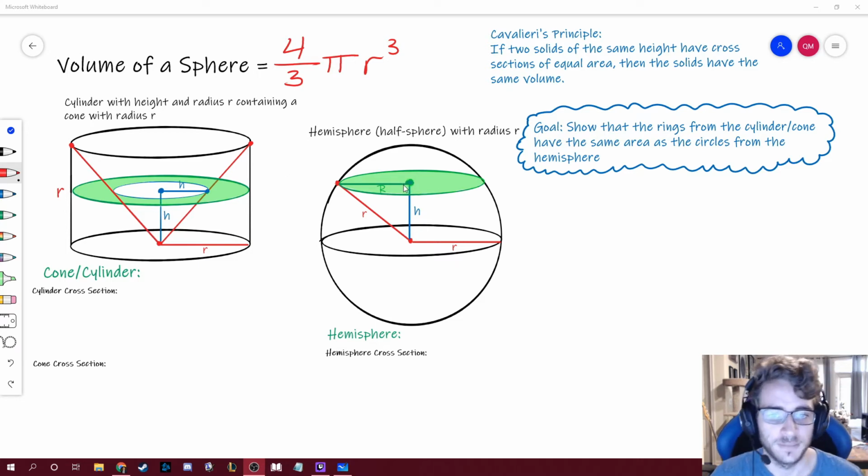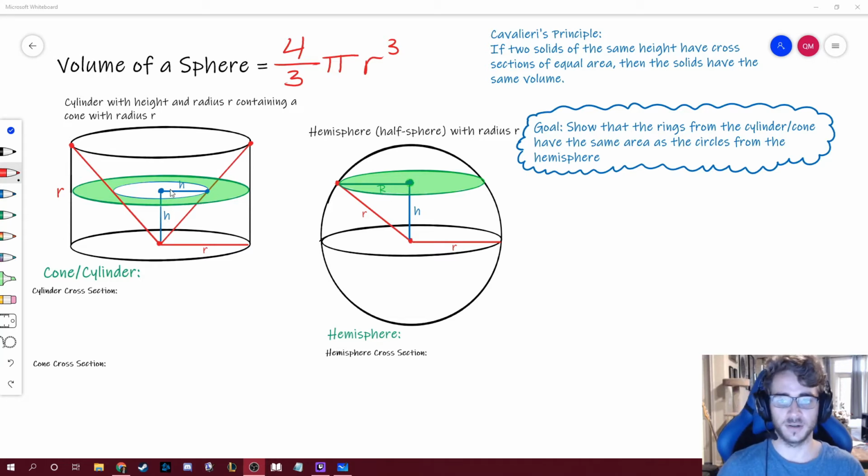The cross section is going to have a radius, and I put a big R here because it depends on how high up we go. If we had the height all the way down here at 0, the cross section would just be the base of the sphere, or a circle with radius r. And if we went all the way to the top, it'd be like a really tiny circle. But if we have somewhere in between, we can use the Pythagorean theorem to find R like this.